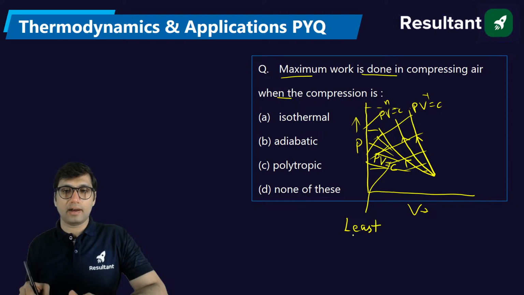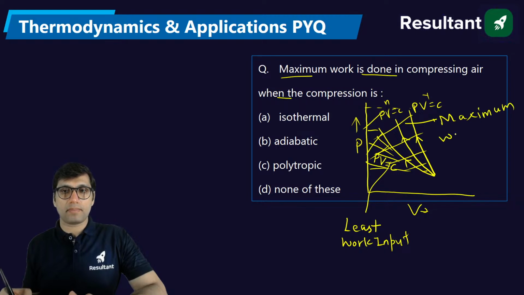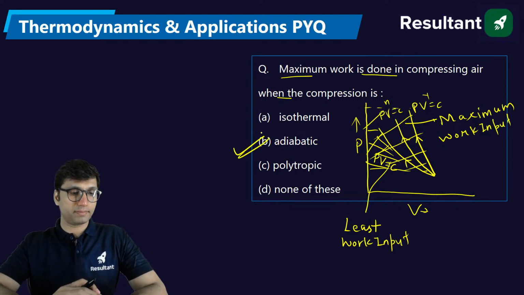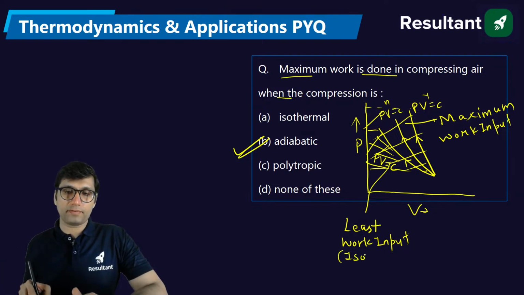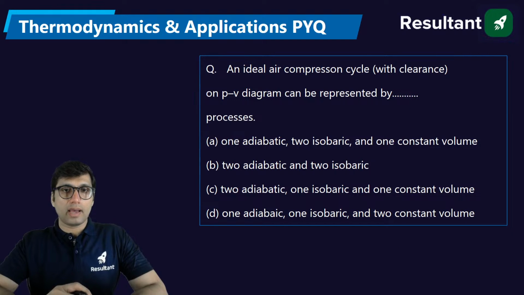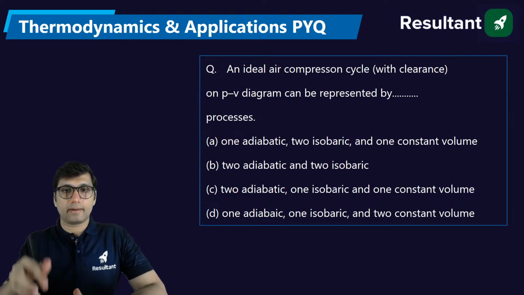On the area under the PV diagram, the least work input will be for the isothermal process, and the maximum work input will be for the adiabatic process. So the right answer will be adiabatic, option B. Clear? If it is asked in the exam, least work input, you have to answer isothermal, and maximum work input will be adiabatic.